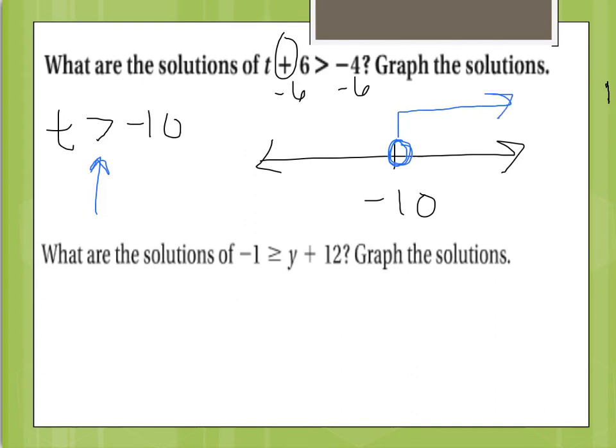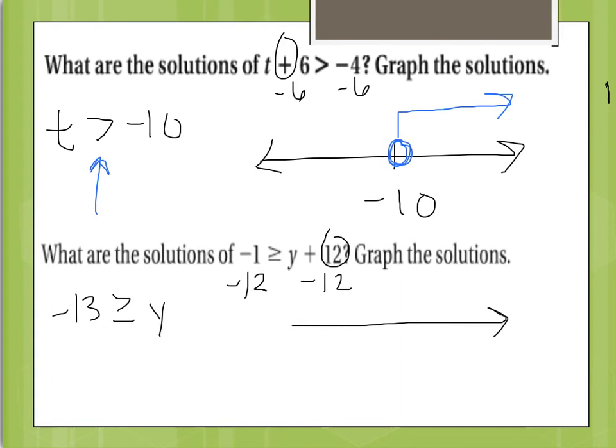Now for my next problem below, I'm going to subtract 12 first because the opposite of adding is subtracting, and I want to get rid of this 12. So now I have negative 13 is greater than or equal to y. And I'm going to graph that, and I'm not going to switch the equation. I'm going to test points. First thing I'm going to do is figure out, okay, should this be an open or closed dot? That's right, it should be a closed dot. Why is it closed? Because this symbol has an or equal to sign on it.